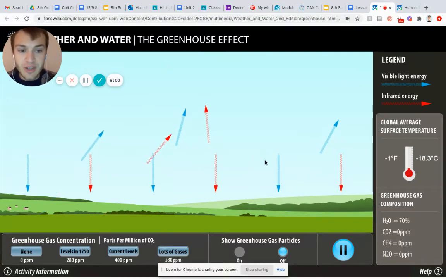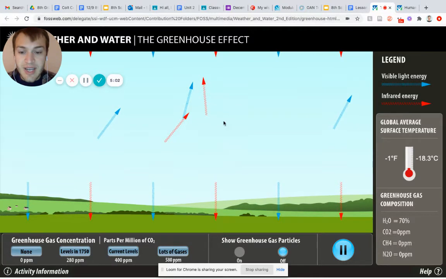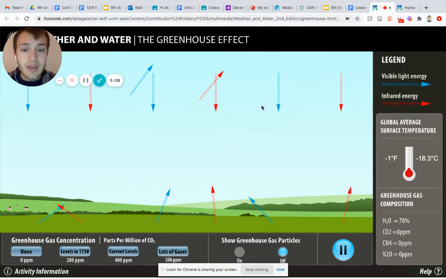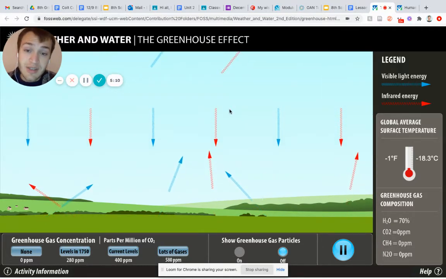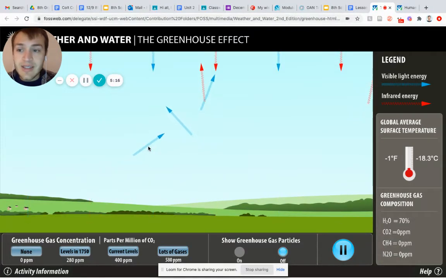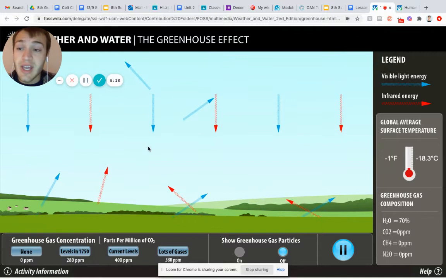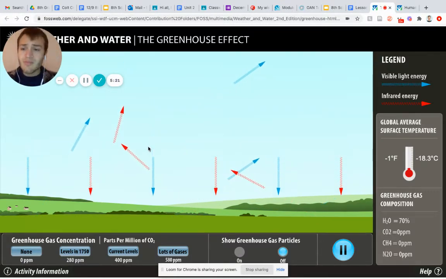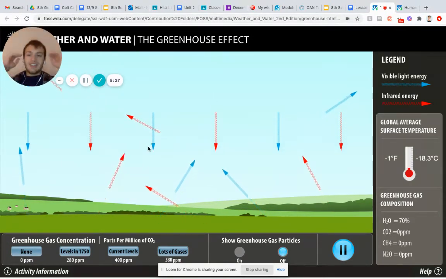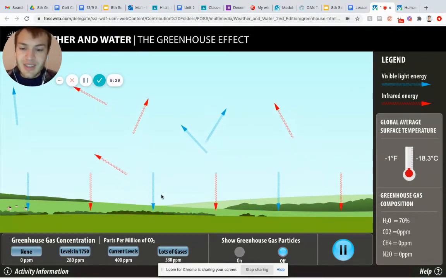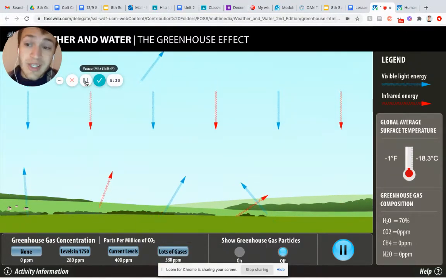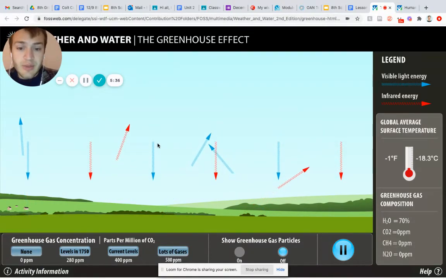The first thing you're going to notice is that there are these arrows coming down from the sky. The blue arrows and the red arrows are different. They mean different things. The blue arrows are light. This is actually visible light energy coming from the sun. So this is light in the way that we think of it. This is the light that we can see. So the blue arrows are light that we can see.